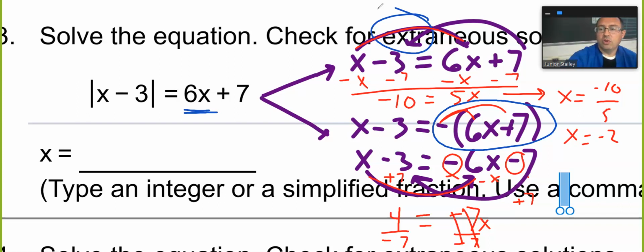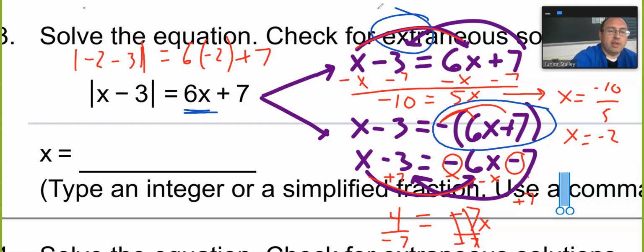All right, so we come over here. We got the absolute value of negative 2 minus 3 equals 6 times negative 2 plus 7. Well, on the left side, we end up with the absolute value of negative 5. Everybody and their brother knows that's 5, right? Because the absolute value is distance away from 0.